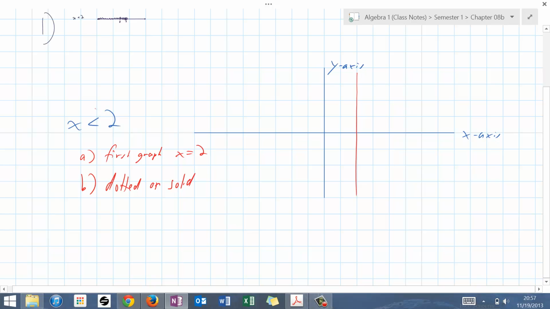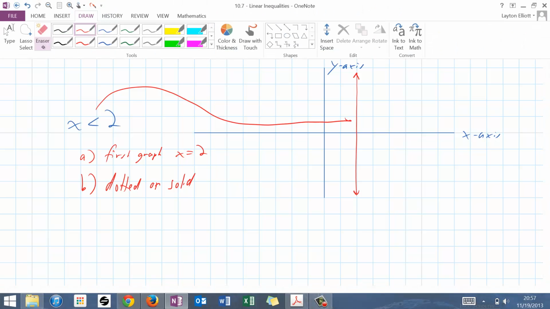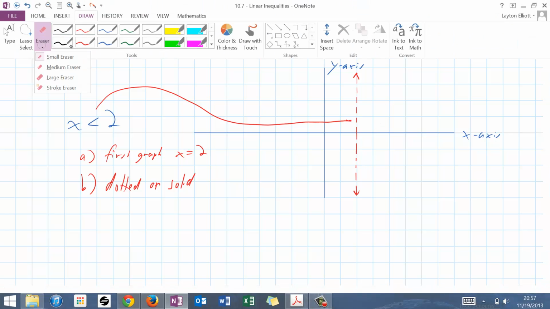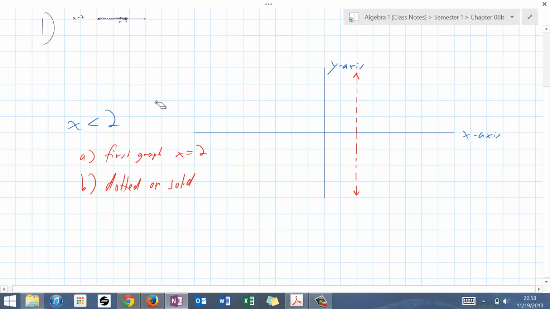If I look at this, this is x is less than 2, and that means that I want to actually take this line and break it up. This is the only time I'm going to do this, but I'm actually going to take the eraser and just snap through and break that up. I can set this eraser so it doesn't erase everything, and that's okay. That's a decent enough eraser. Let's go back to the stroke eraser so I can erase that. Okay.